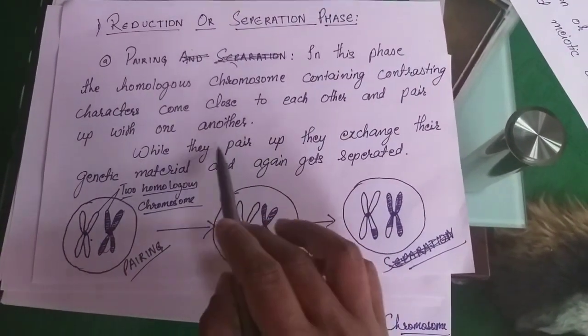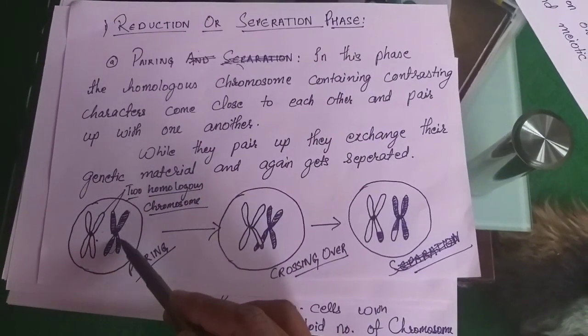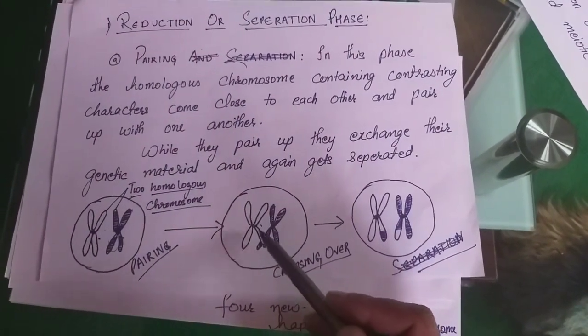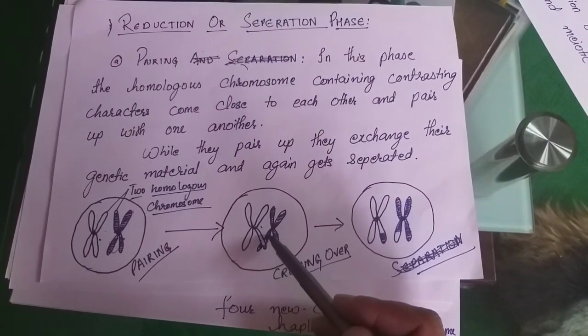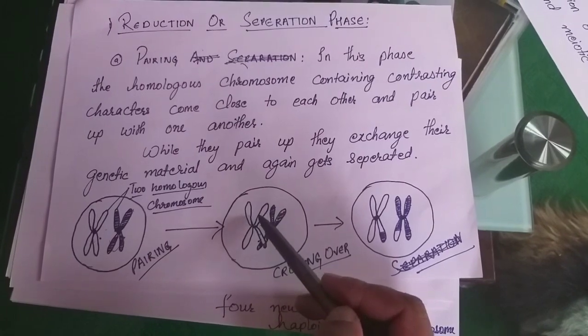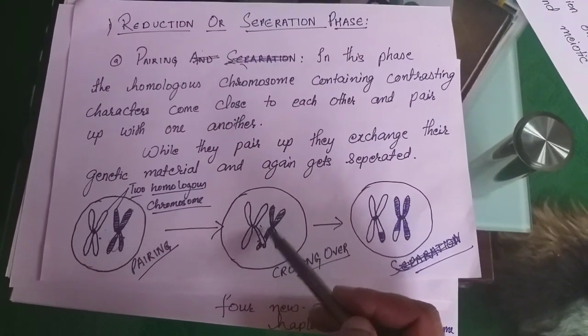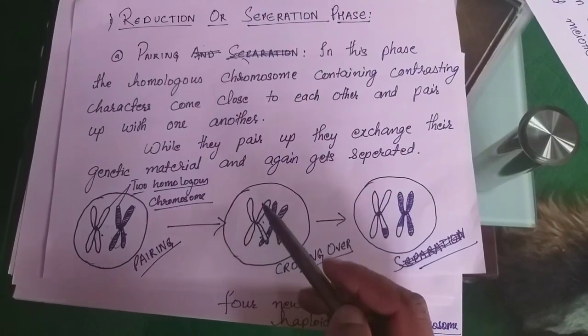While they pair up, they exchange their genetic material. In this case, they are coming close to each other and they pair up. You can see in here, they have paired up with one another. And in this case, how many chromosomes are there? They have formed the tetrads: 1, 2, 3, and 4. The four chromosomes are attached with one another, so it has formed tetrads.